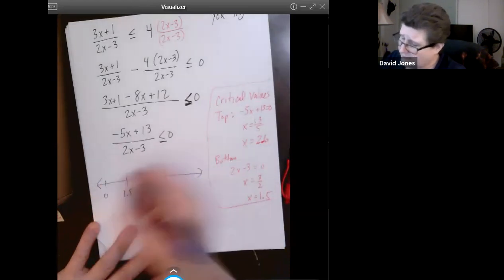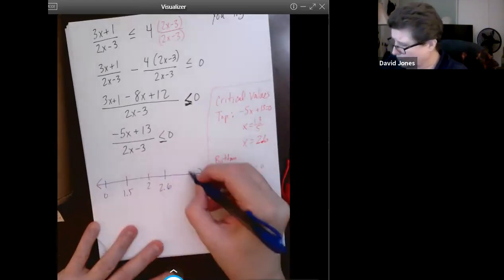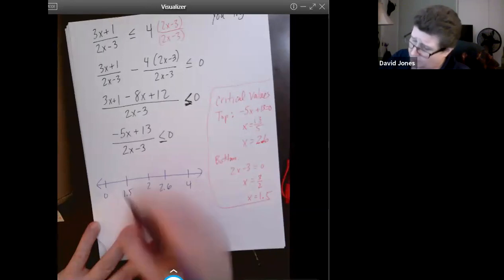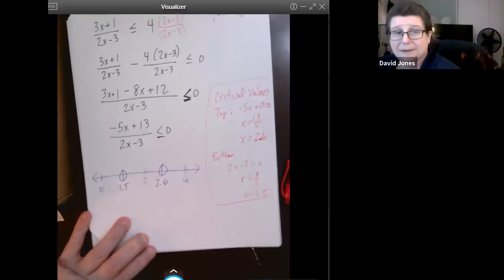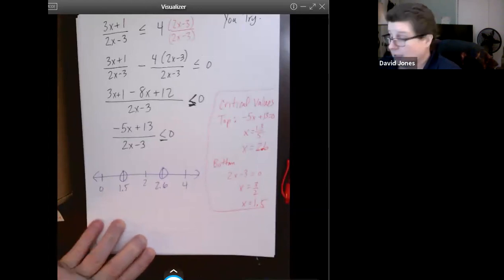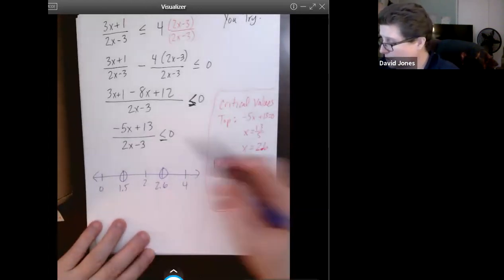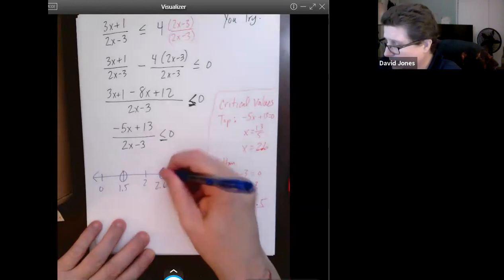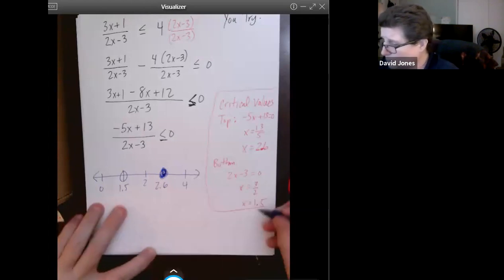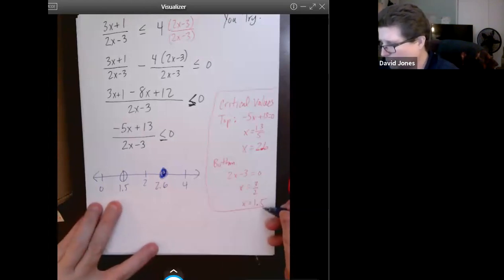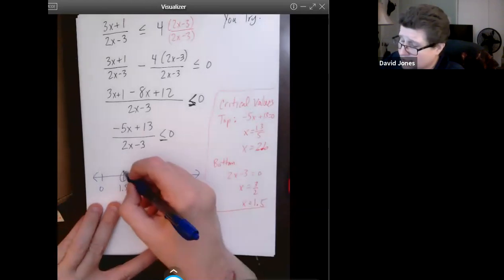Zero is to the left, 2 is in the middle, 4 is to the right. I'm going to put a circle on the 1.5, a circle on the 2.6. I'm going to fill them in now. The top had an equal portion to it. The top was 2.6. I'm going to make that solid. The bottom was 1.5. It cannot equal 1.5. So that's going to stay hollow.